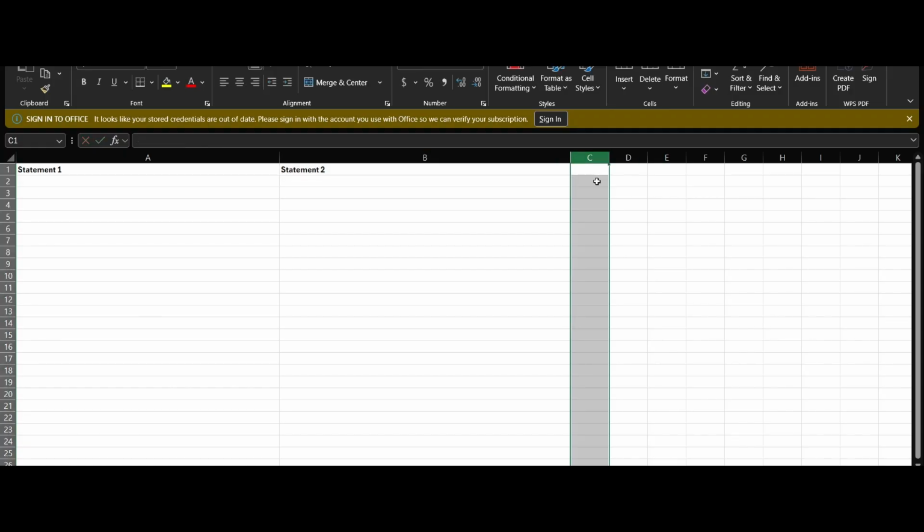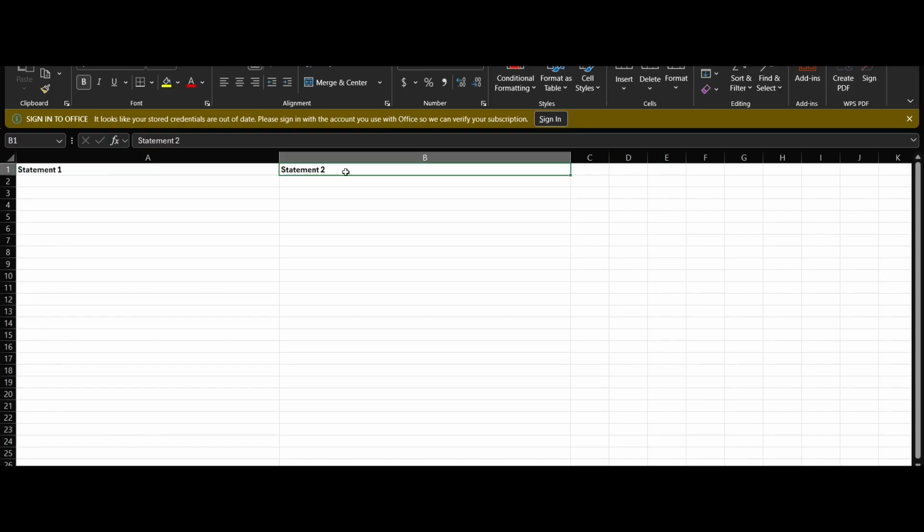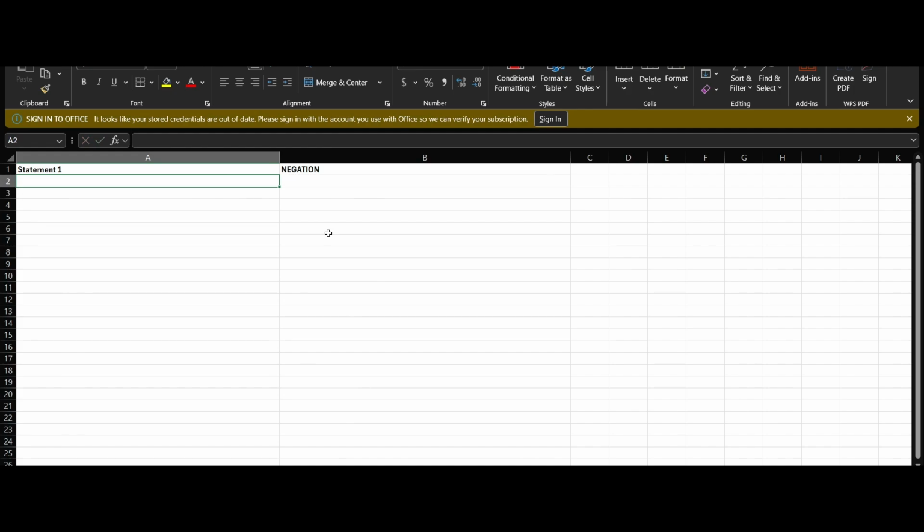Let's first start with negation. In truth tables, when it comes to negation, you're basically just saying the opposite of what the statement is. The opposite statement of what the current statement is.